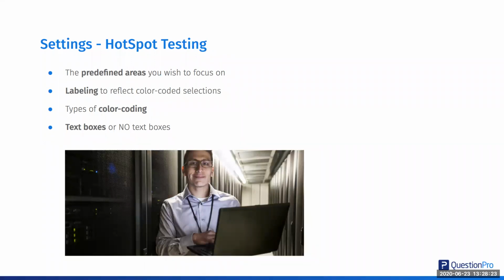So for hotspot testing, similar to heat mapping, the first step is to select the predefined areas that you wish to focus on. Within a creative image, there may be things that you know are constant, or that you know get the attention of members, but you really want to focus on specific areas of a map, or a web design, or a product, and so on and so forth.